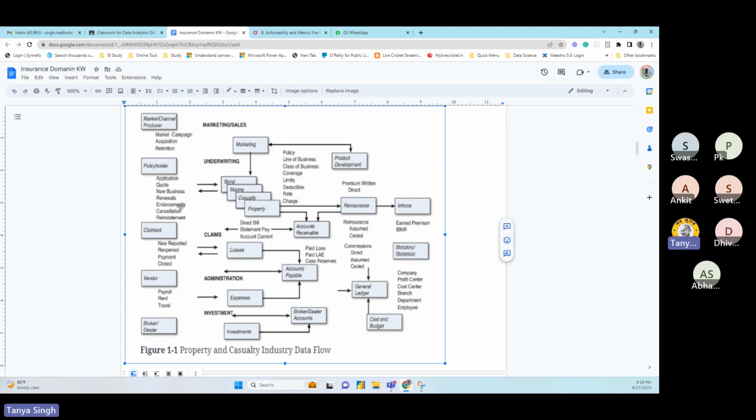Some endorsement could be I want to change my email address, I want to change my address, right? Then if your home address is getting changed, maybe Geico will not care about whether you're living at A location or B location, they will charge the same premium. But if your address is changed to a different state, maybe they will recalculate the premium based on the state.